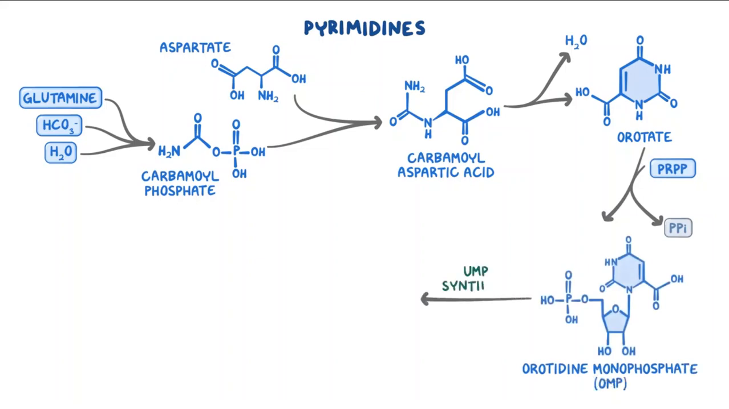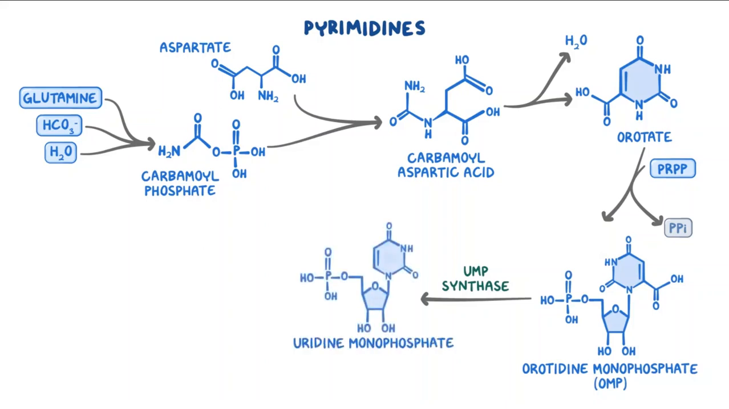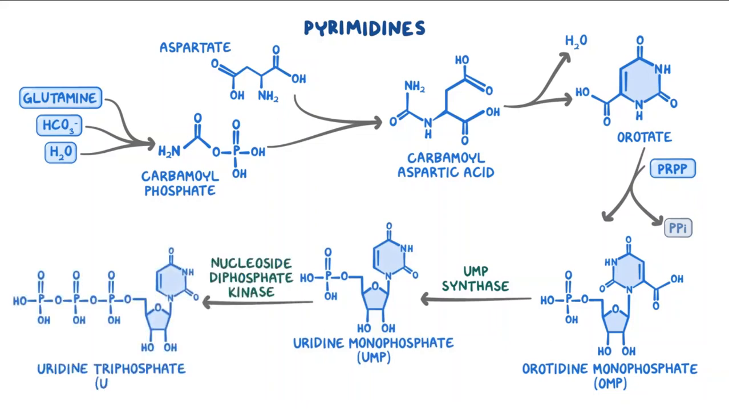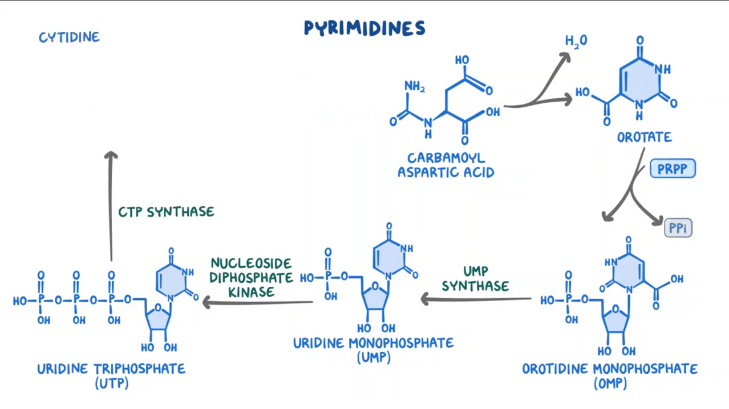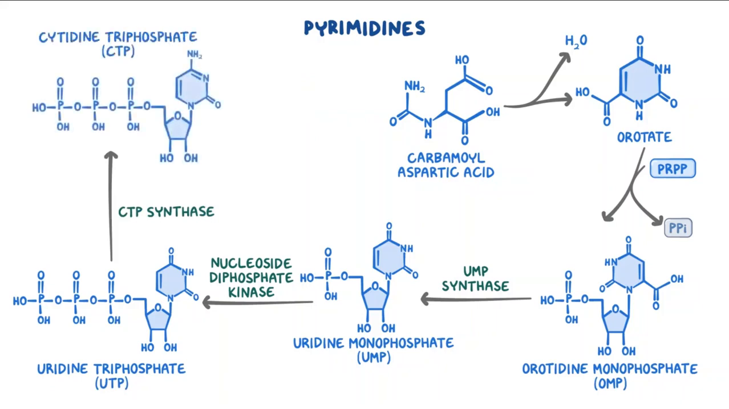Next, the enzyme UMP synthase converts orotidine monophosphate into uridine monophosphate, or UMP. That UMP gets phosphorylated twice by nucleoside diphosphate kinase to become uridine triphosphate, or UTP. Finally, the enzyme CTP synthase converts uridine triphosphate into cytidine triphosphate, or CTP.